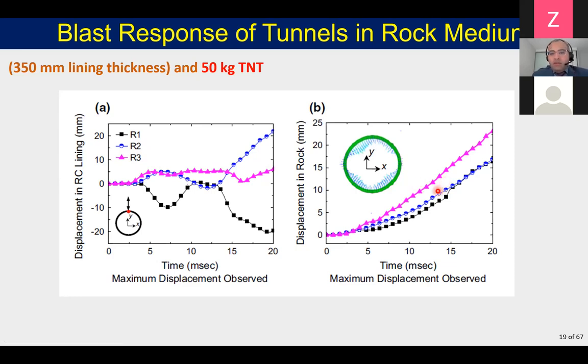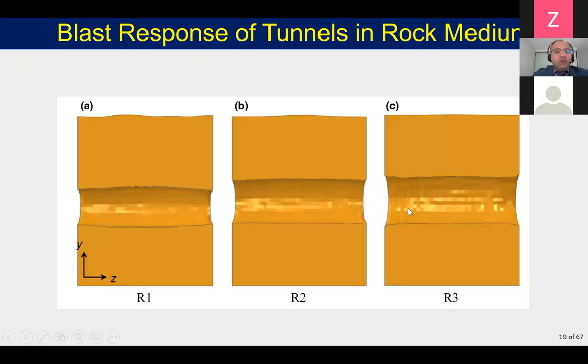And then this is the displacement in the rock, extracted along the crown again. And higher displacement should be observed in the maximum rock, with highly weathered rock, basically. So that was quite obvious. And this is the deformation. So R3 rock is showing the higher deformation of the tunnel.